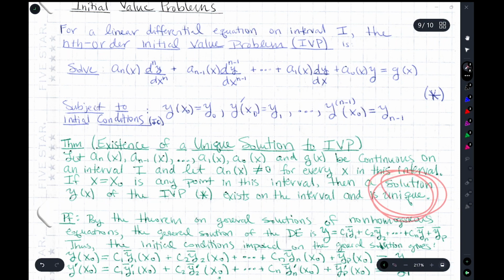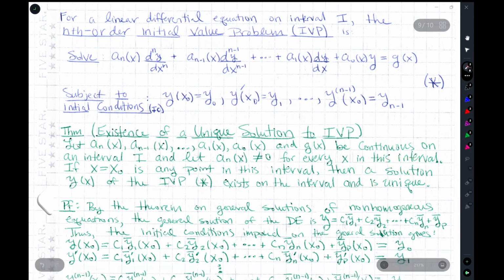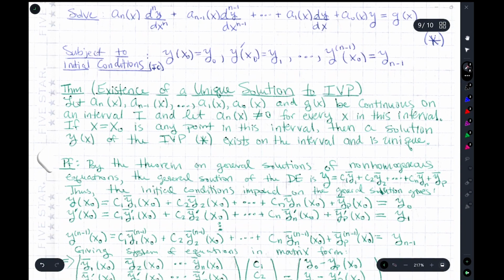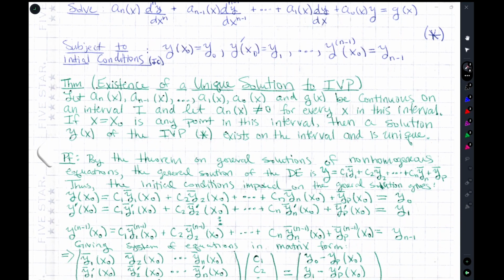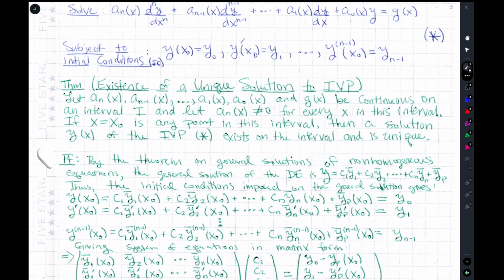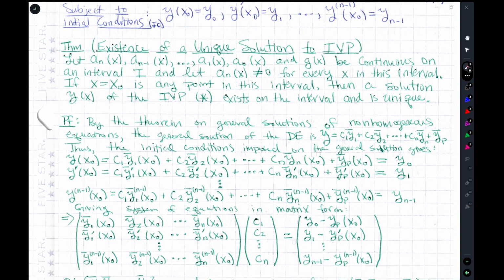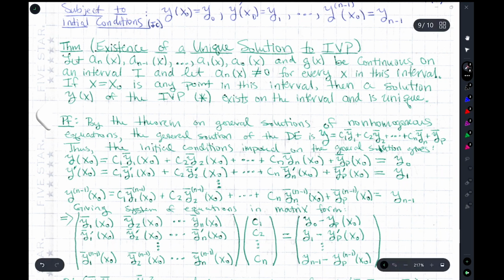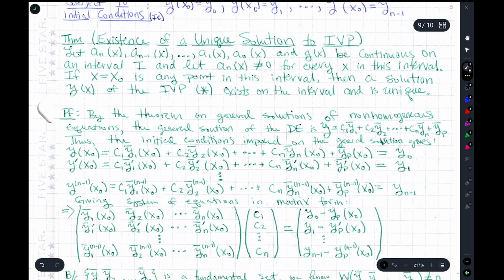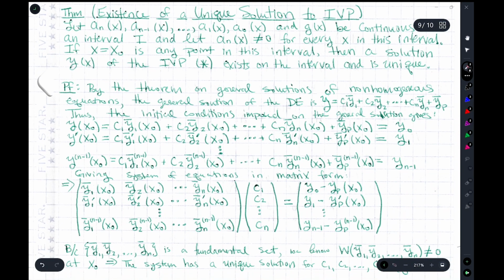Okay? And we're going to prove this theorem because it actually shows you why this works. We're going to take all that knowledge that we used to learn about the theory of linear equations as it pertains to non-homogeneous and homogeneous equations, and we're going to apply it here to see why this theorem works. So let's prove it using all our previous knowledge.